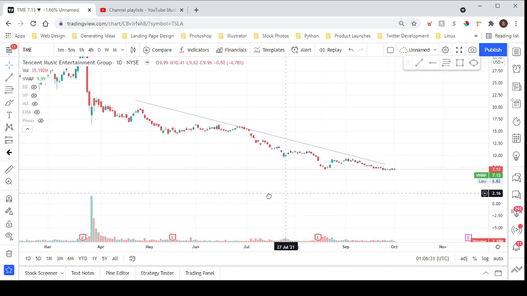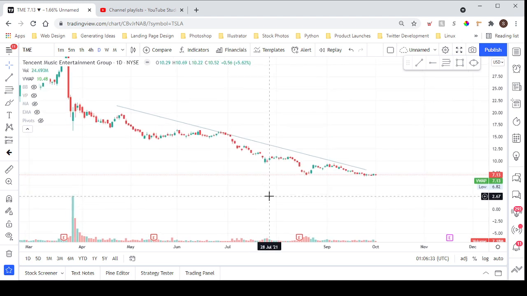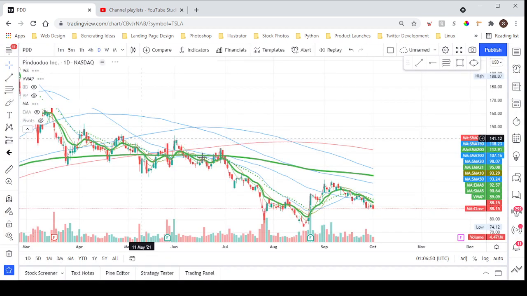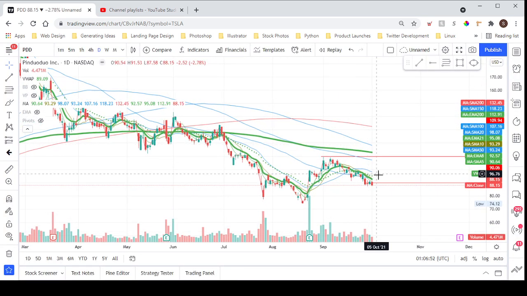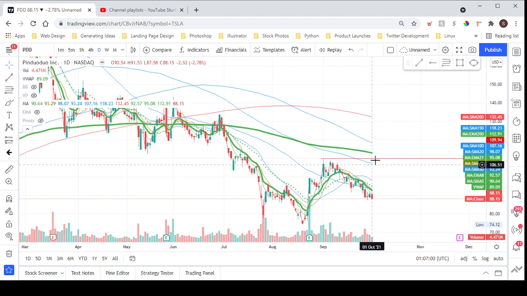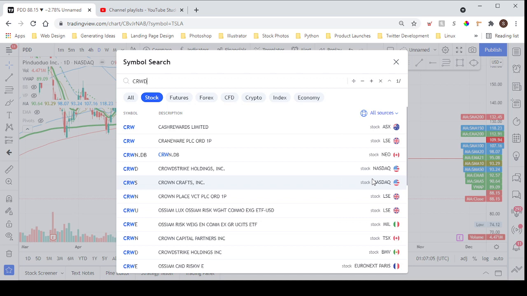Okay, so this one I'm not even liking. I'm looking at TME right now, and I'm not even liking the way that it's looking on that downward trend. And if I add the moving averages, you'll see that they're stacked on top of it. So that is going to be a no for me. Next one is PDD. PDD, once again, not an aggressive candle on that daily right there. Nothing looks promising there, and the moving averages are stacked on top of it.